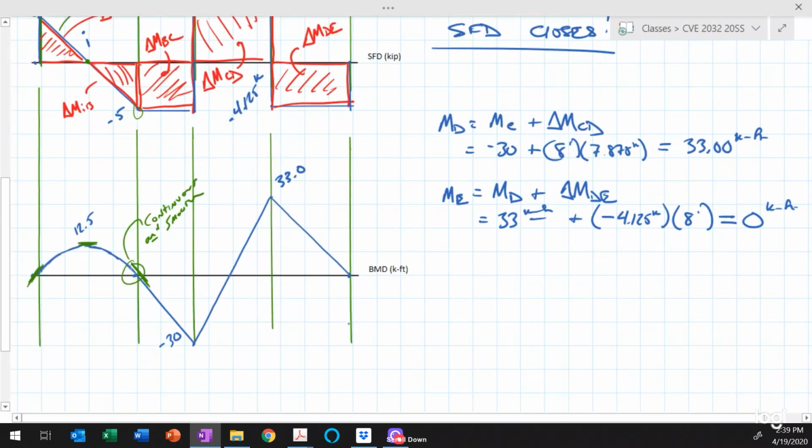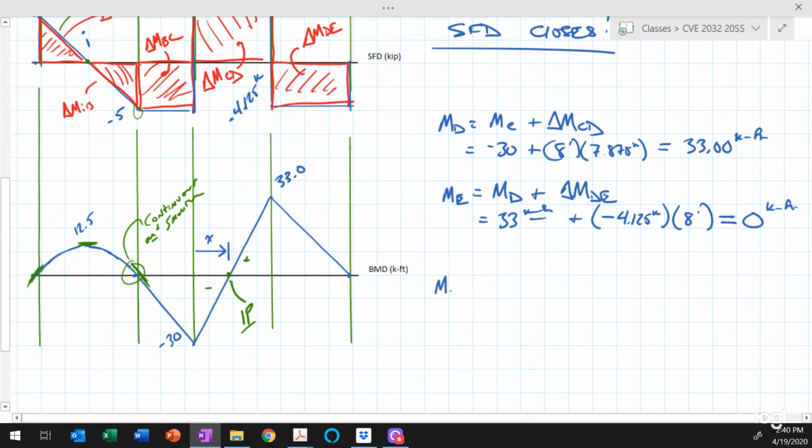Okay, now there is one last thing to take care of. This is an inflection point here. That's a point where the moment is 0. That's where the curvature goes from being negative to the left of that point to being positive to the right. So that is an inflection point. So we need to solve for the location of that in order to be complete. So that is going to be at this point right there. I'll call that X, and we'll measure it relative to point C.